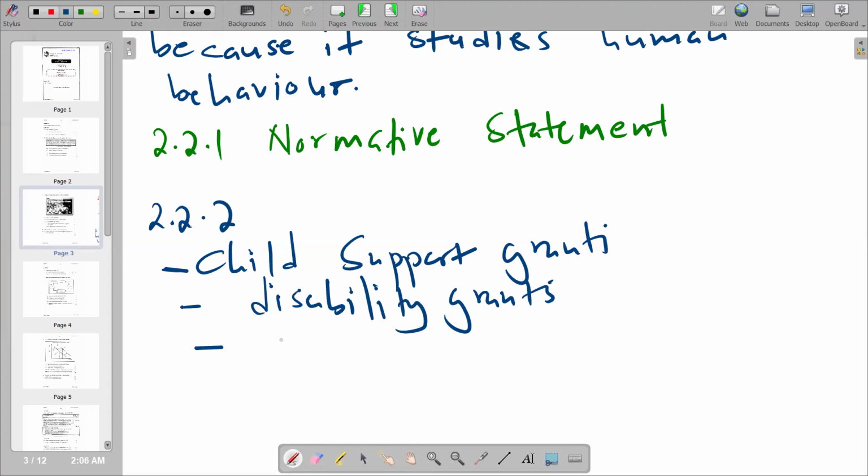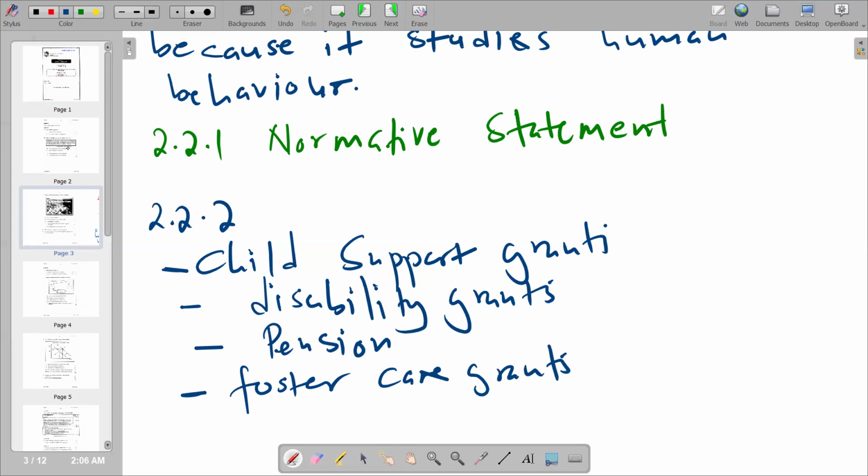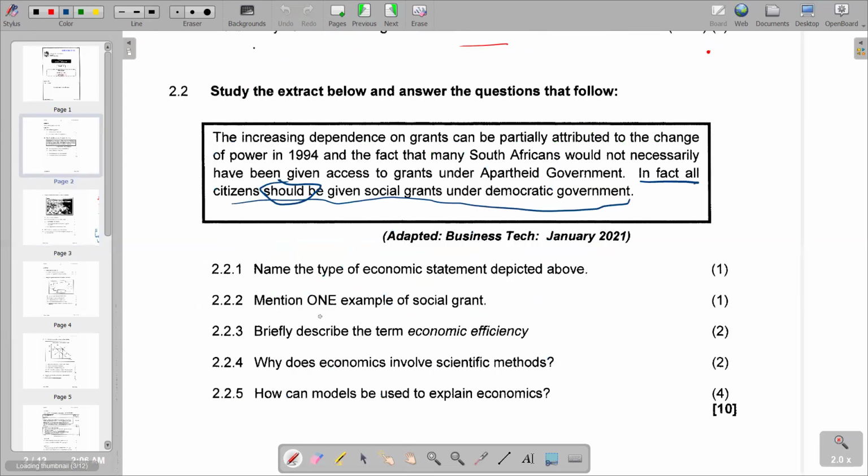We also have pension. Pension is also part of the foster care grants. So these are the various examples of grants that we have. Going back to our question, you see that it only requires one, so we can just mention one.